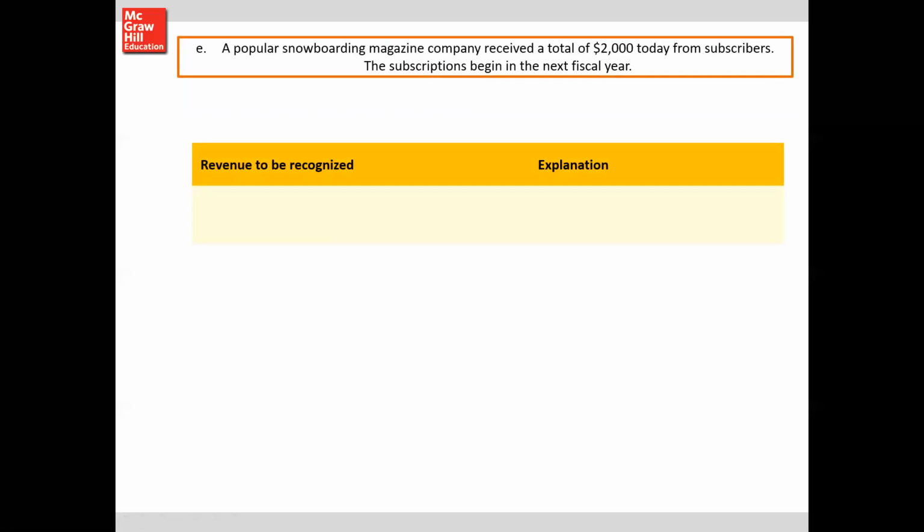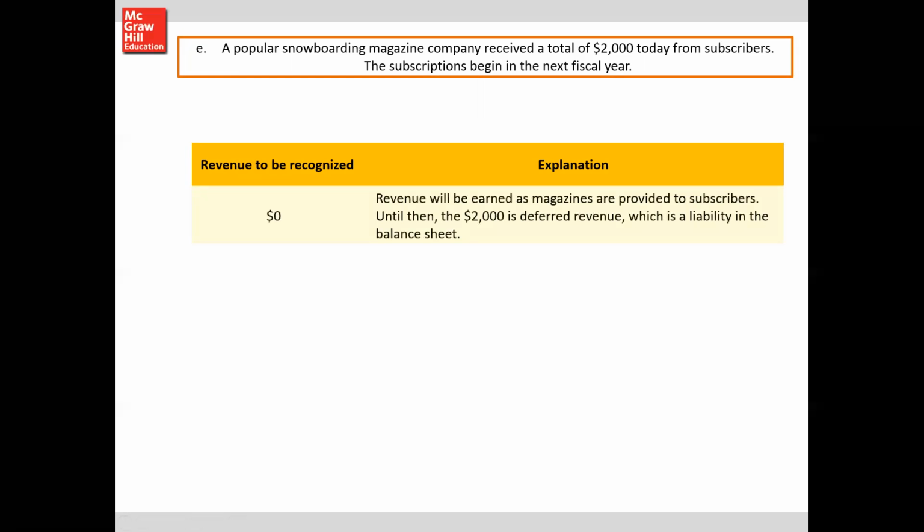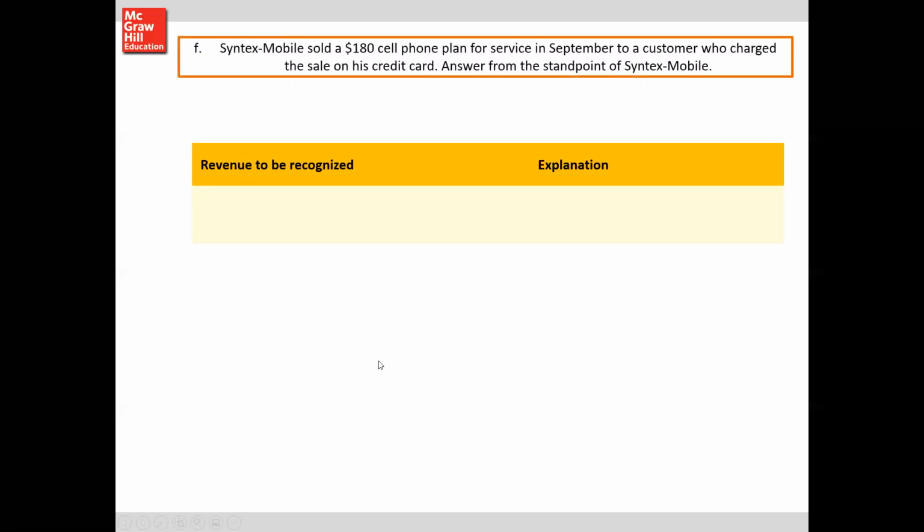E, a popular snowboarding magazine, received a total of $2,000 today from subscribers. It begins next fiscal year. Again, this is a prepayment, so this would be unearned or deferred revenue, and $0 is recognized.